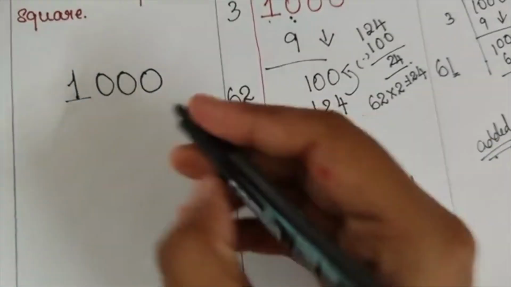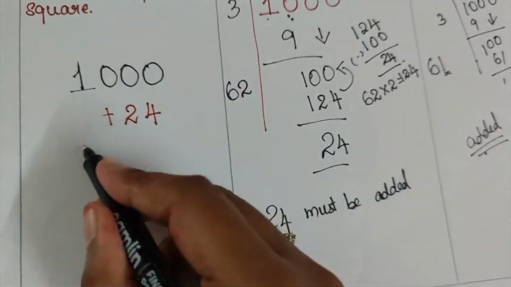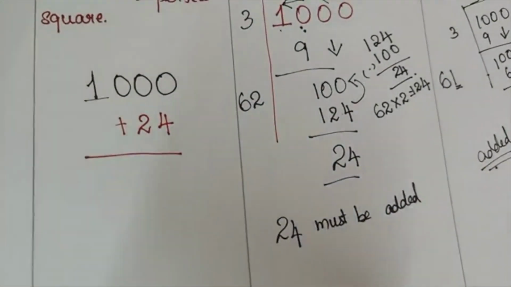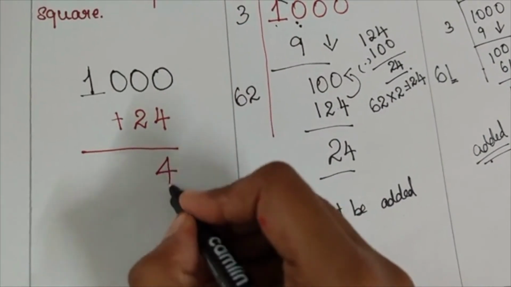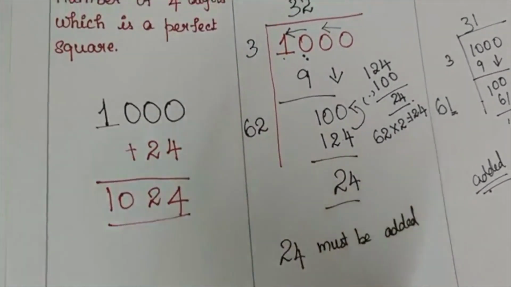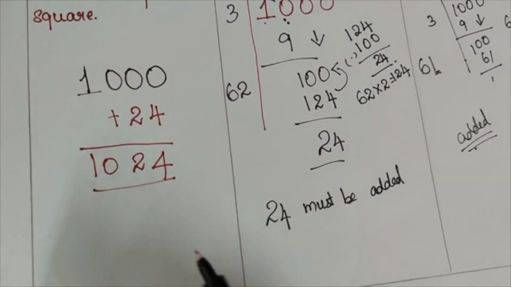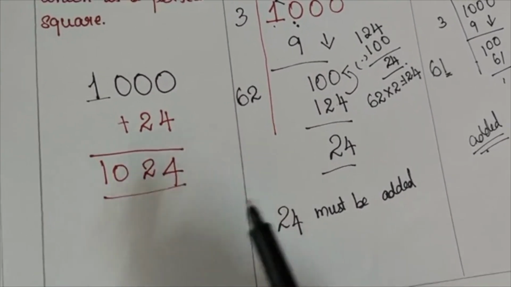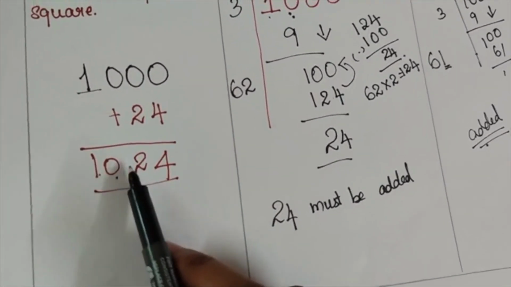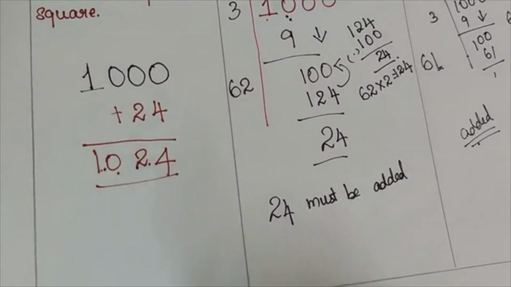24 must be added to 1000 to get a perfect square. Let me add 24 to 1000. So adding 24 to 1000, we get 1024. So 1024 is a perfect square, which is the least 4-digit number. The least 4-digit number which is a perfect square is nothing but 1024.